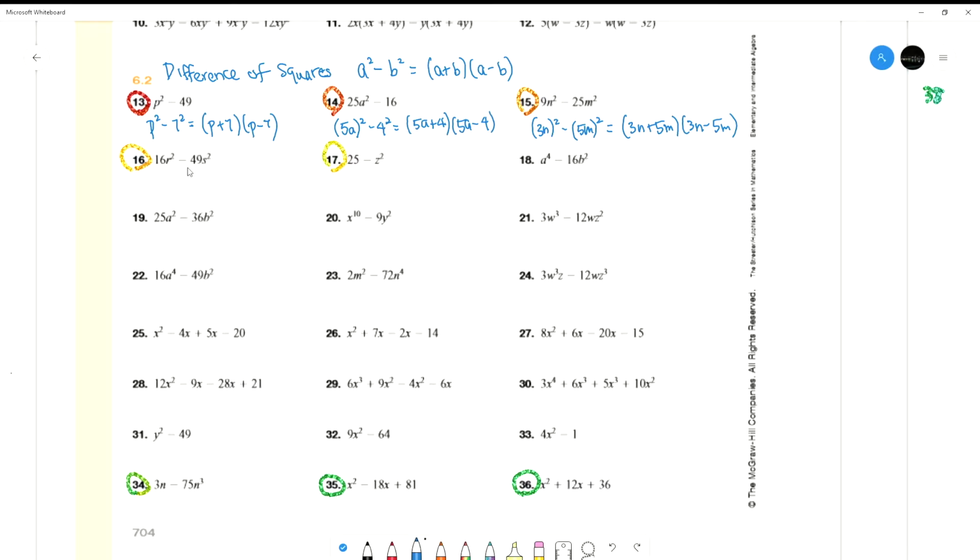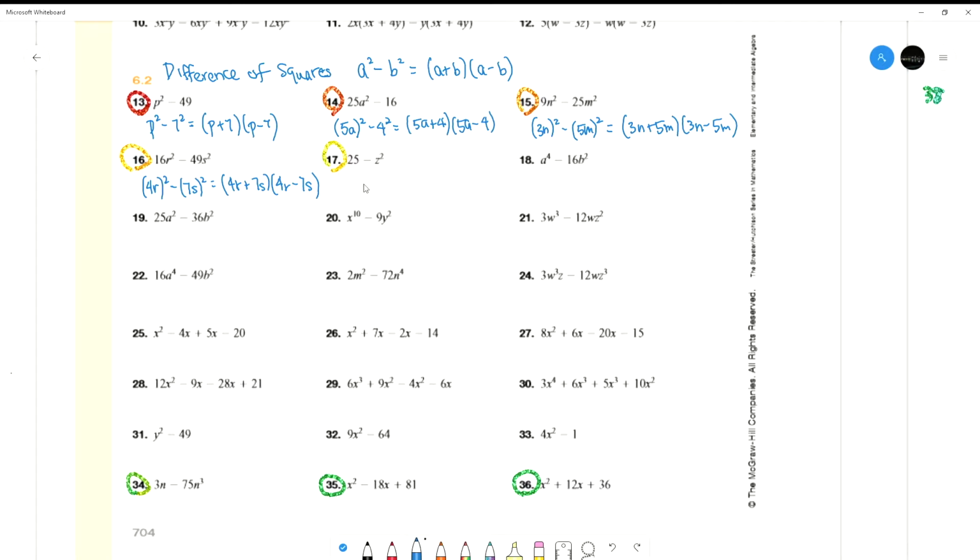Alright, continuing on to number 16. 16r squared minus 49s squared. So that would give us 16r squared is your 4r, parentheses squared, minus 49s squared is your 7s, parentheses squared. So what are our two factors? We have 4r plus 7s times 4r minus 7s, right?